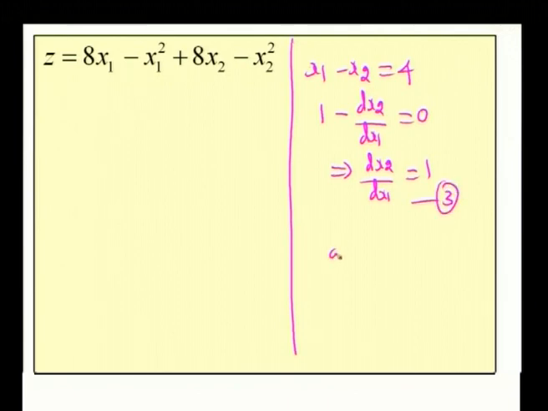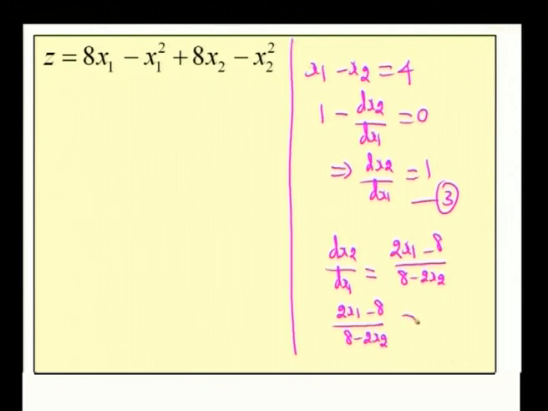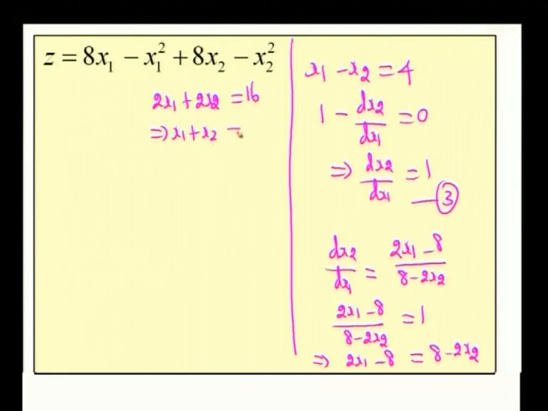Now, we know the gradient of the tangent to the circle, dx2 by dx1, is (2x1 minus 8) by (8 minus 2x2). Now, we make use of equation 3 in this equation. We have (2x1 minus 8) by (8 minus 2x2) equal to 1, which is written as 2x1 minus 8 equal to 8 minus 2x2. By simplifying, we have 2x1 plus 2x2 equal to 16, which is x1 plus x2 equal to 8.